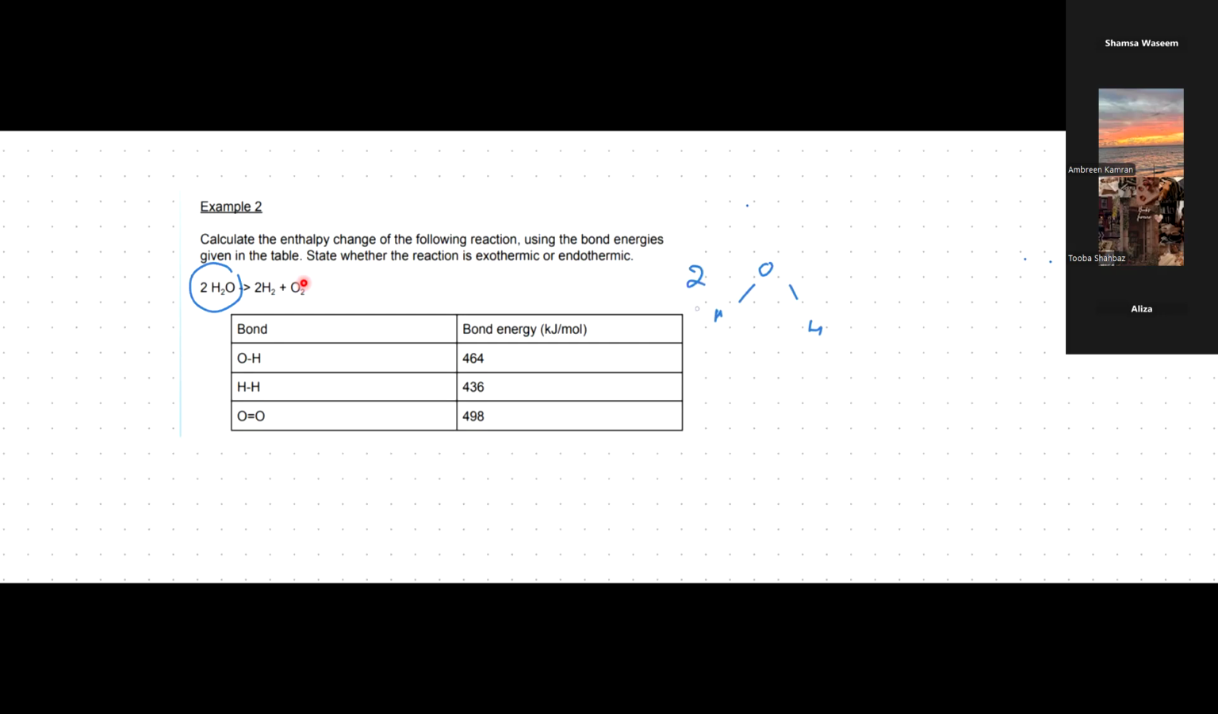Are you getting it? Yes. Now here also there are going to be two H-H bonds and one oxygen-oxygen double bond. So could you calculate by yourselves? Try it. If you are stuck anywhere in between, please let me know. The energy absorbed; make sure how many O-H bonds are there? Four O-H bonds, right?